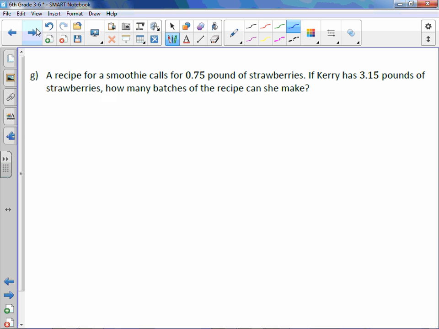A recipe for a smoothie calls for 0.75 pounds of strawberries. If Carrie has 3.15 pounds of strawberries, how many batches of the recipe can she make? So I would estimate 0.75 to be 1 pound, and I would estimate 3.15 pounds to be 3. So I would say the recipe calls for 1 pound and she has 3 pounds. So I would do 3 divided by 1. And I would say that she can make about 3 batches.